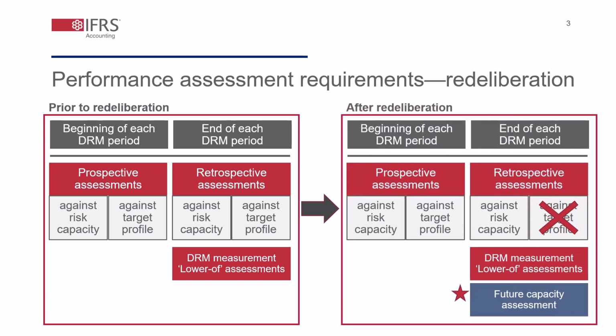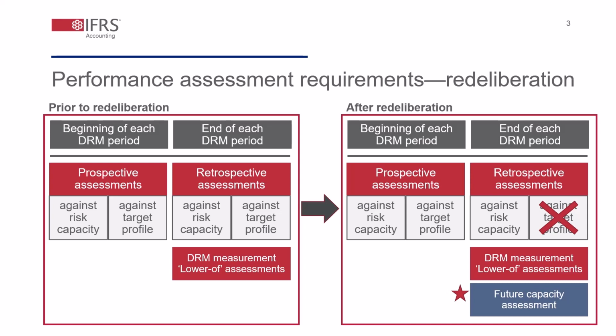In its February 2023 meeting, the IASB tentatively agreed to make 2 changes to the DRM performance assessments. Firstly, it tentatively agreed that retrospective assessment against an entity's target profile would not provide useful information to the users of financial statements and therefore would no longer be required. In addition, the IASB also tentatively decided to require an entity to perform a capacity assessment to assess whether the current net open risk position at the end of the DRM assessment period can realize the expected benefits represented by the DRM adjustment, that is, in the form of reduced variability in earnings or economic value. We will focus on this capacity assessment in a bit more detail in this webcast.